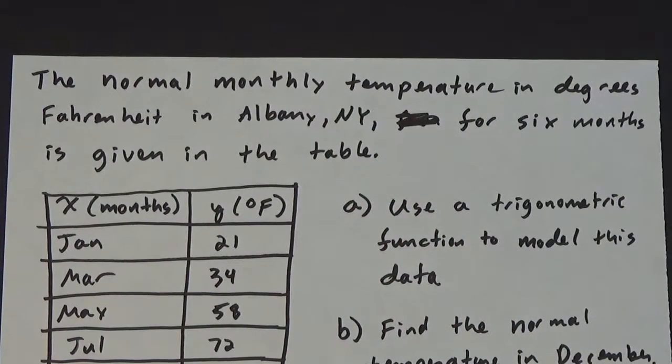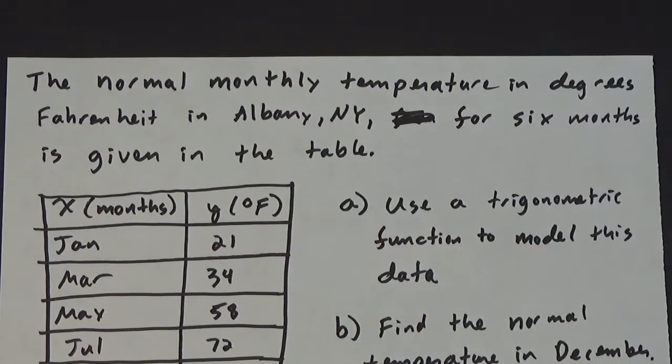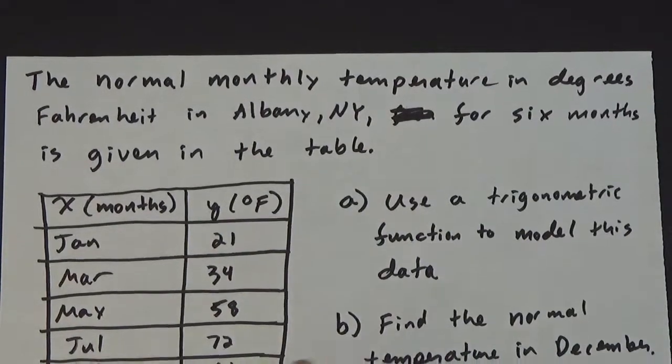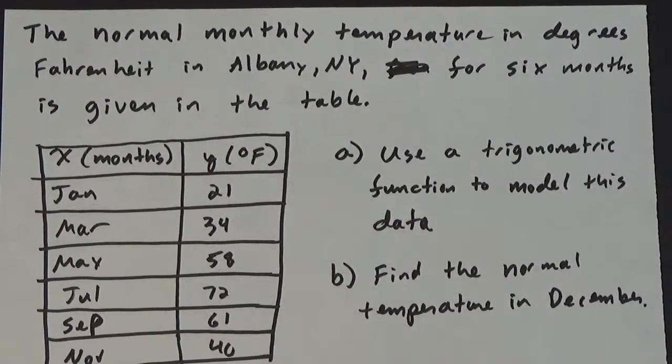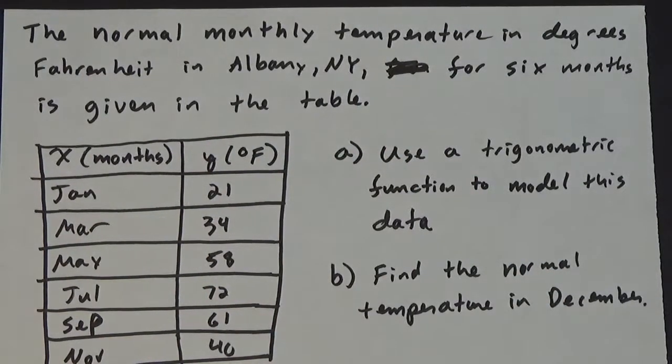The normal monthly temperature in degrees Fahrenheit in Albany, New York for 6 months is given in the table. So we're given this data here. And so what we want to do is use this data to create a trigonometric function to model the data. And then we're going to use that model to find the normal temperature in December. Not given there.